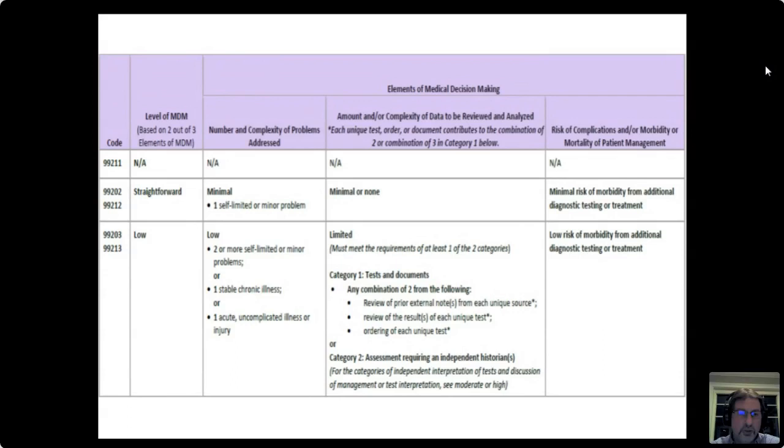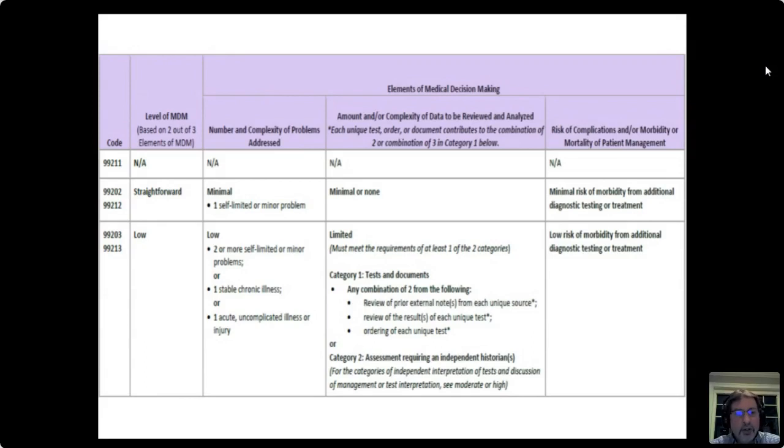When we get to the elements of medical decision-making, the amount and complexity of data to be reviewed or analyzed is minimal or none. So there's really nothing to analyze or look at with the patient, as far as testing or data. And there's a minimal risk of morbidity from additional diagnostic testing or treatment. So really, pretty much anyone that we come in and see in our office for a medical visit is going to at least hit that. So you're going to be at a level 2 pretty much for anything that has a problem that they're addressing.